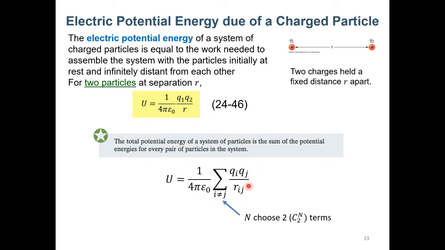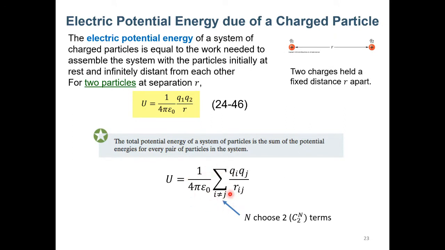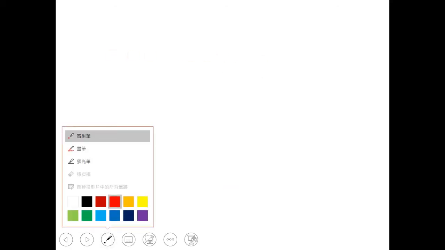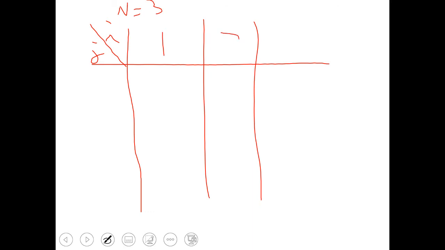So actually here we calculate the electric potential energy. For this summation, you can just imagine like this. Suppose we have maybe three particles. So you can have I and J like this, and then suppose we have 3 particles. It is somehow like this.